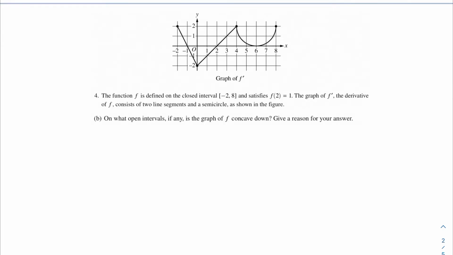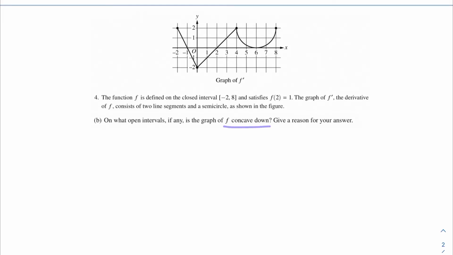Moving on to the next problem, we're being asked, on what open intervals, if any, is the graph of f concave down? Give a reason for your answer. How can we determine when the graph of f is concave down? That would be when the second derivative is less than 0. Then it's going to look like this, concave down.